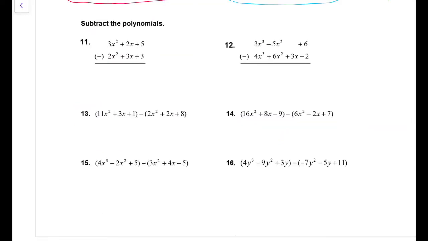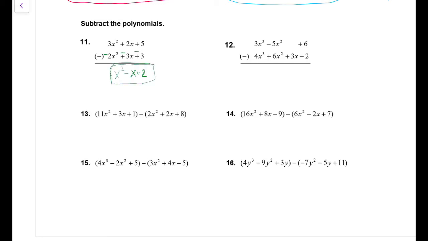On number 11, we're subtracting the polynomials. Now, I want to make sure I take that negative and distribute it to everything in that bottom half. We're subtracting all three of those. And what that looks like is we just change the sign. 5 minus 3 is 2. 2 minus 3 is negative 1x, which is just negative x. And 3x squared minus 2x squared gives us 1x squared, which is just x squared.